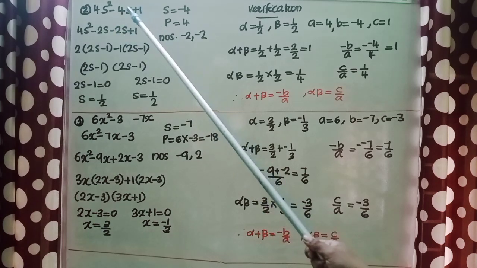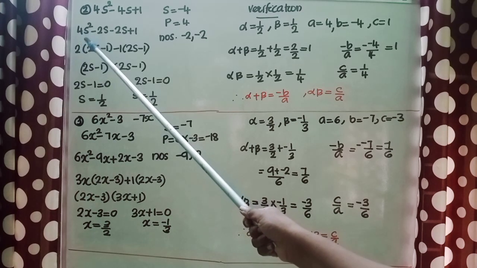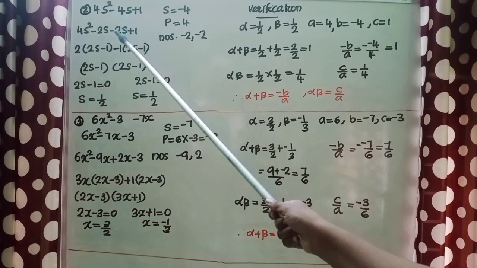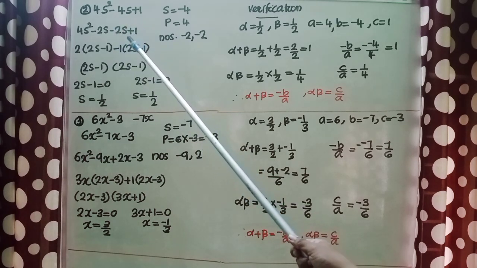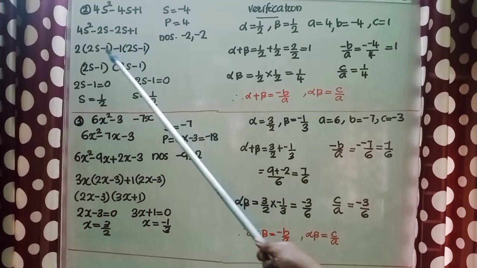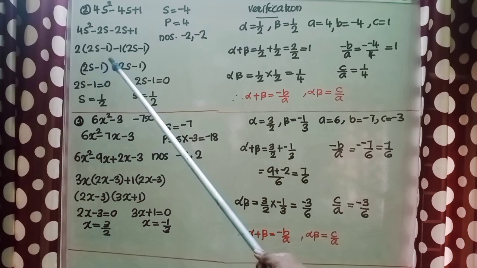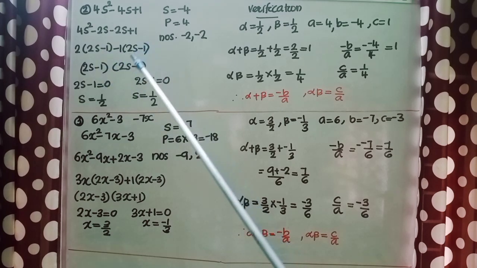From the first two terms, let us take 2s outside. So we get 2s into (2s − 1). Then from the last two terms, we can take a −1 outside. We get −1 into (2s − 1). Now we can see 2s − 1 is common. Taking it out, we get (2s − 1)(2s − 1).